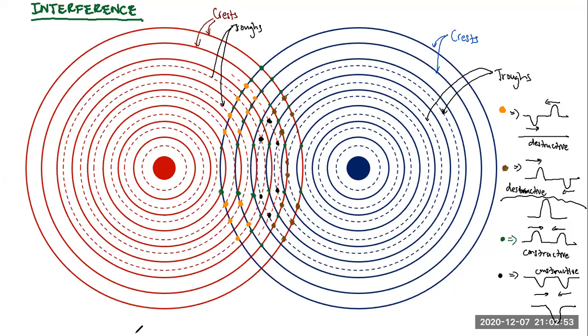So with this, we have covered all four properties which can be observed or analyzed in a ripple tank, except for polarization: reflection, refraction, diffraction, and interference. All these four properties can be observed in a ripple tank.